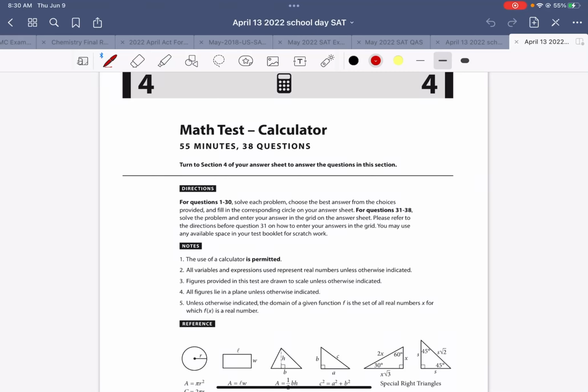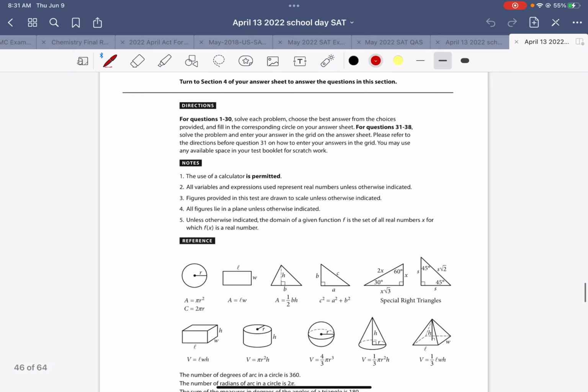This is the April 2022 calculator section. Okay, let's continue.